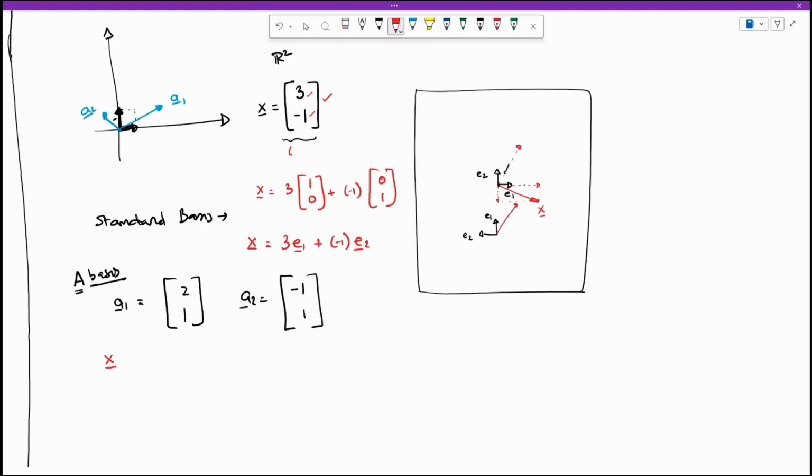Now the question is, I'm going to use a slightly different notation. I'm going to write it like this: XA, this means the representation of the vector X in the A basis. How do we find this out? Let's talk about it algebraically first. Tell me the procedure first. What is the procedure for finding this out? We discussed this yesterday.